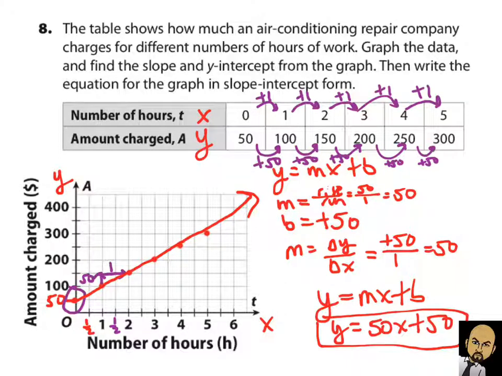Now ideally the right way to do it is, because in this case the y values are equal to the amount charged A, and x is equal to the number of hours t, I should be writing A equals 50t plus 50. So as you can see, what we're doing is the same thing we've been doing since the beginning of the year. Rate of change, slope, y-intercept, plotting points, rise over run.